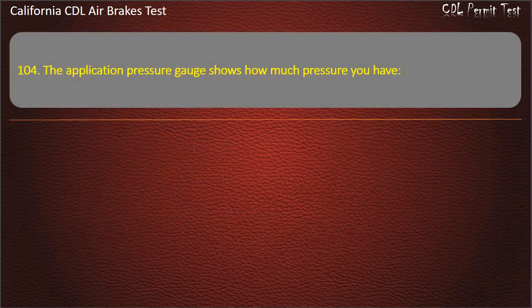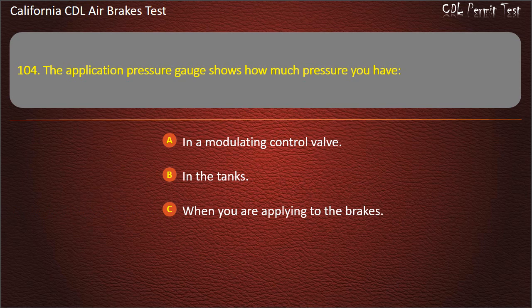Question 104. The application pressure gauge shows how much pressure you have in a modulating control valve, in the tanks, or when you are applying the brakes.